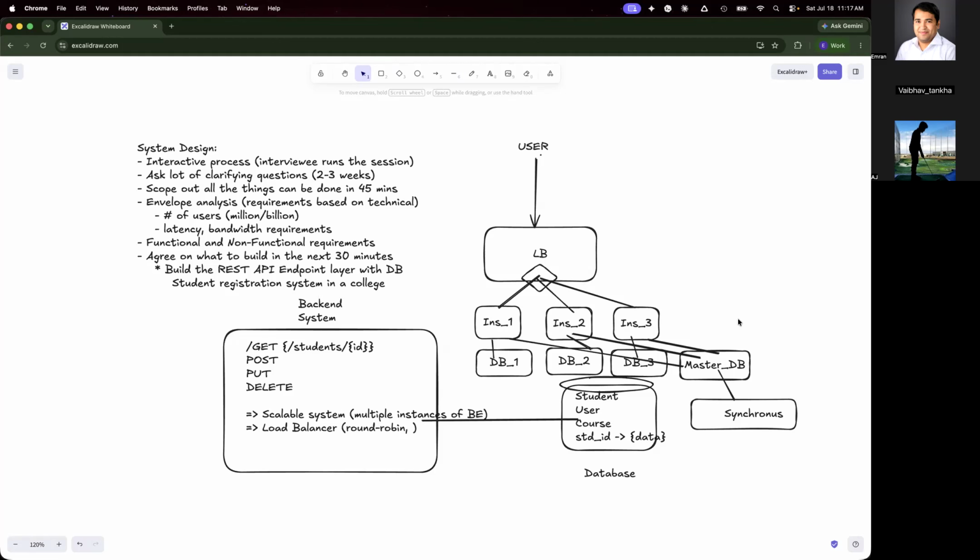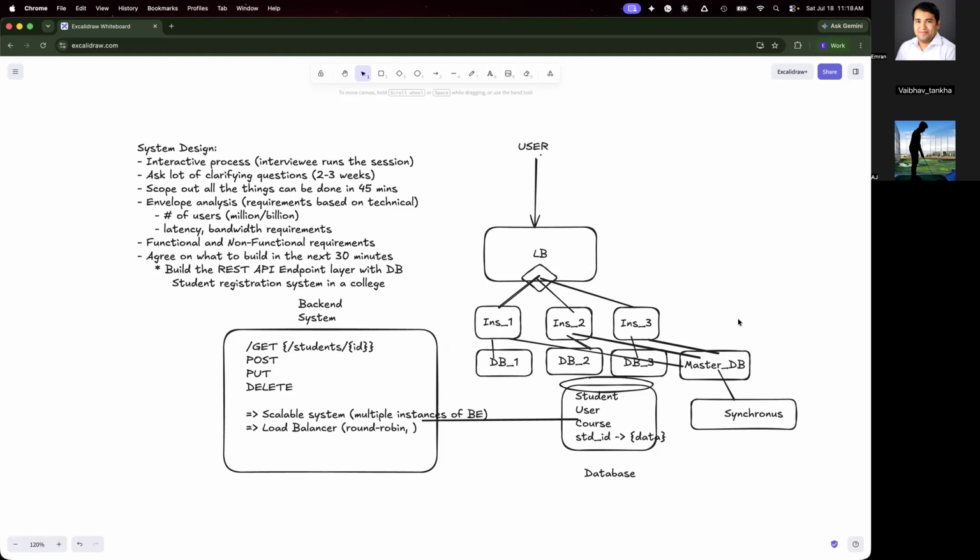In coding, if I ask you to invert a binary tree, there's only one solution: whether your code actually inverts the binary tree or not, right? At the end, that's what I will decide, right? But in system design, you might go to a totally different route and still get an offer.